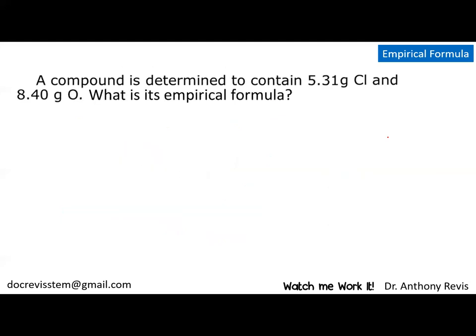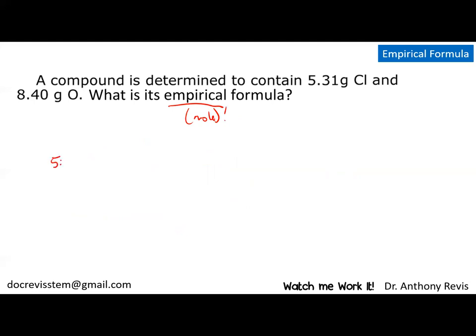Let's do another empirical formula. A compound is determined to have 5.31 grams of chlorine and 8.70 grams of oxygen. What's the empirical formula? Again, assuming these are the only elements in the compound. Then we'll do the same thing. We will see the words empirical formula, and right away I'm thinking mole. That's what I need. So let me get these over to moles.